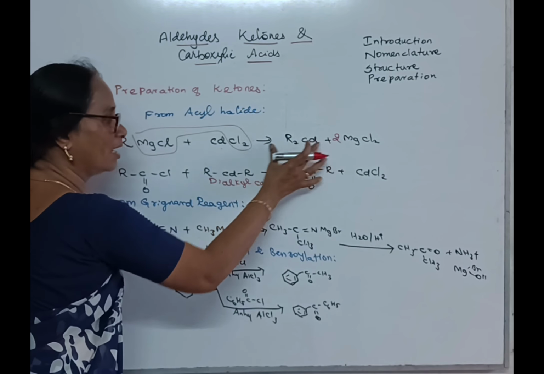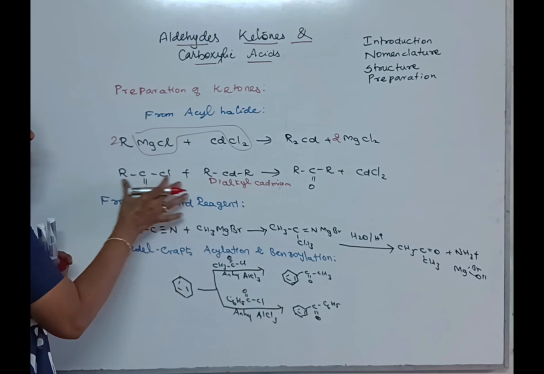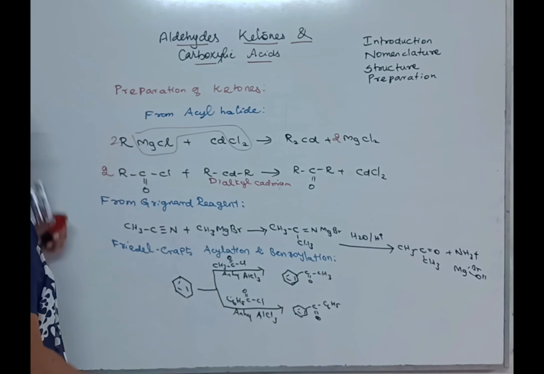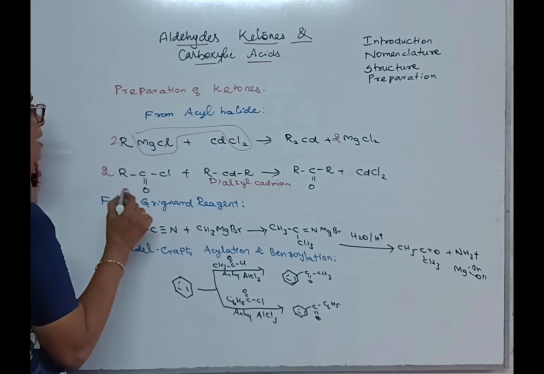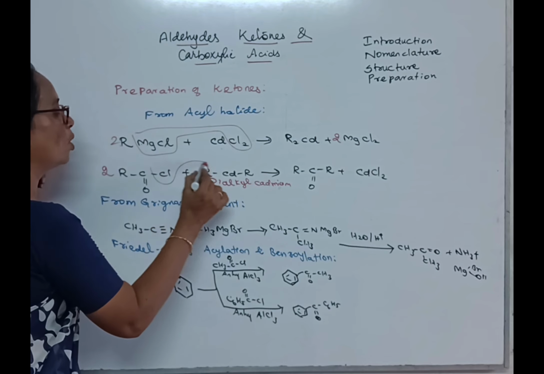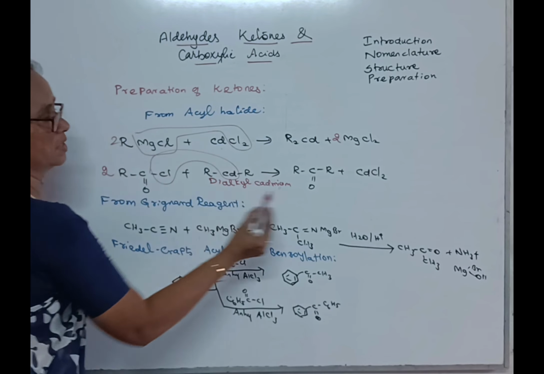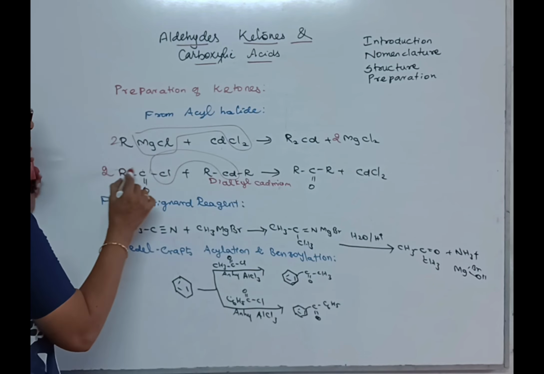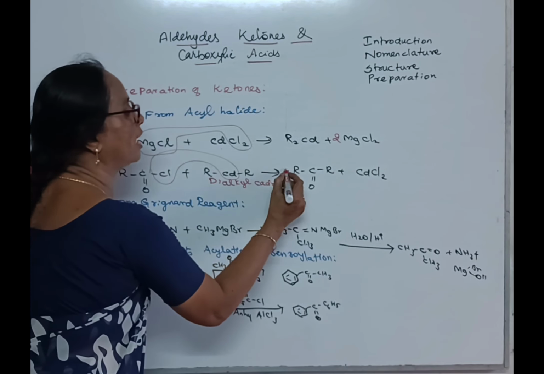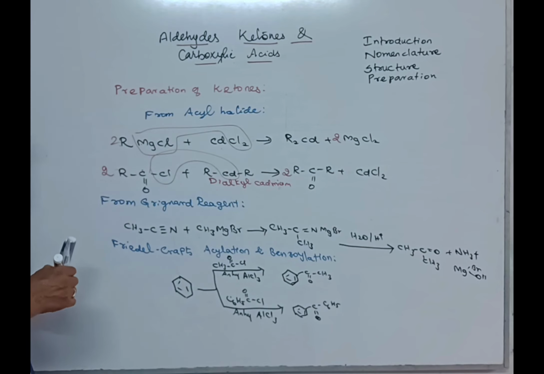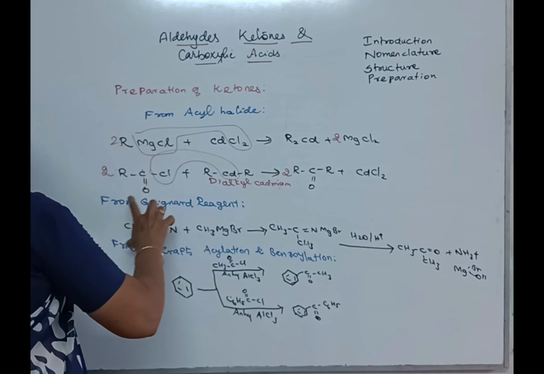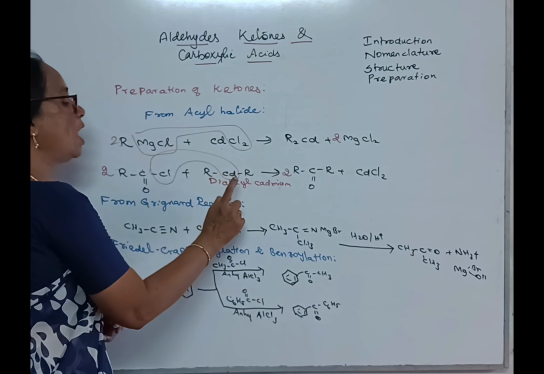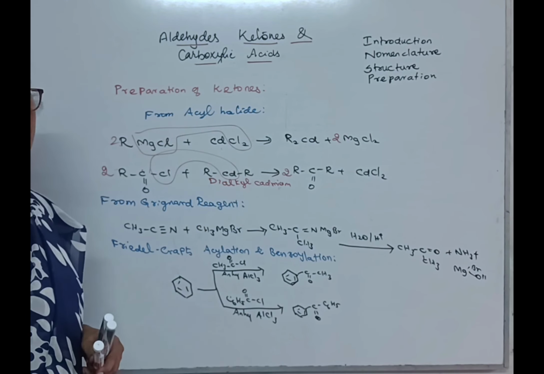This dialkyl cadmium, when it reacts with the acid halide, twice the amount of acid halide is taken. So we may get CdCl2 removed, and we have RCOR plus RCOR. So we will get 2 times of ketone. So this is the preparation of ketone from acyl halide, in which we have to take dialkyl cadmium.